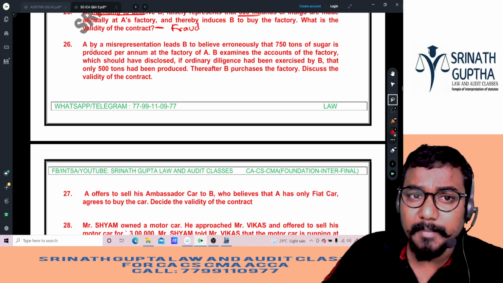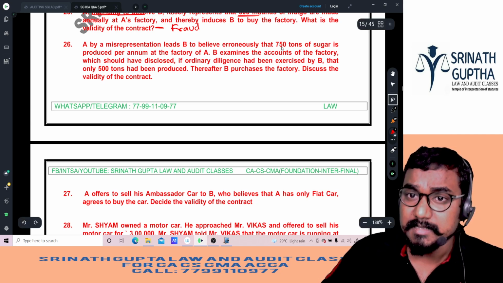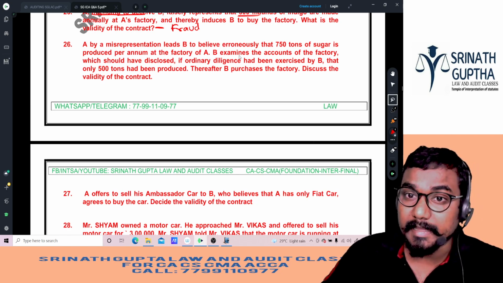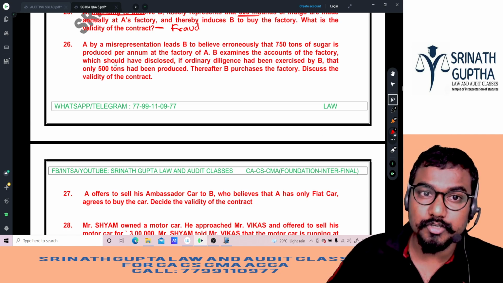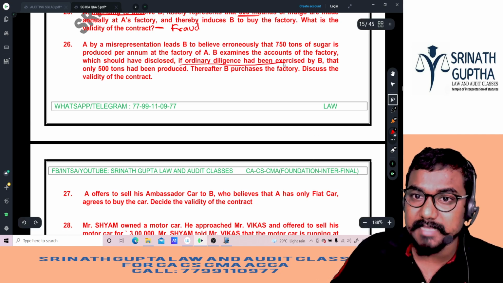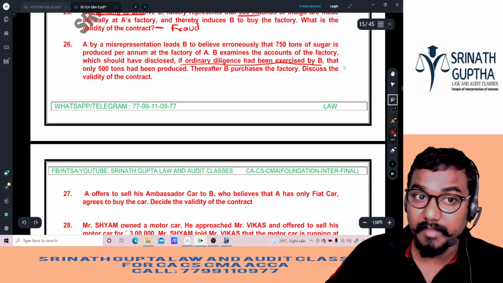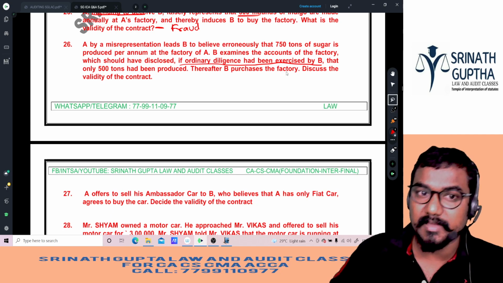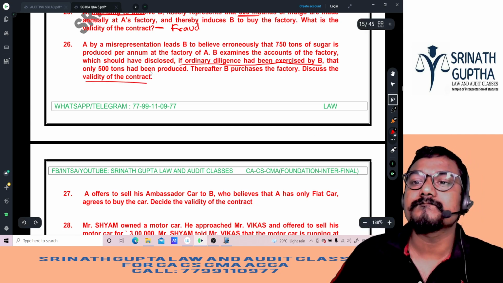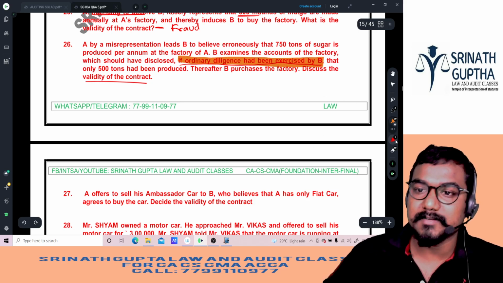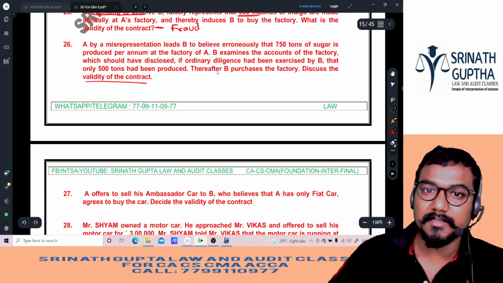A by misrepresentation leads B to believe erroneously that 750 tons of sugar is produced per annum at a factory of A. B examines the accounts of the factory, which should have disclosed, if ordinary diligence had been exercised by B, that only 500 tons have been produced. Thereafter, B purchased the factory. Discuss the validity of the contract. Valid or invalid? I will read the question again, beta.